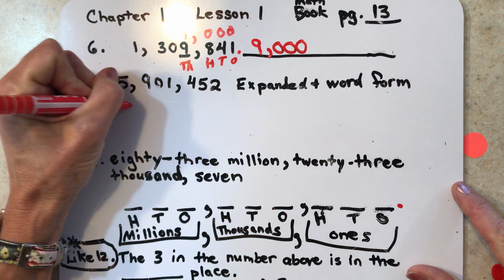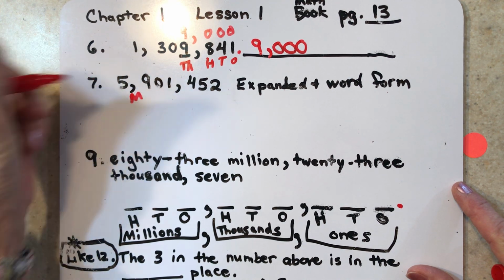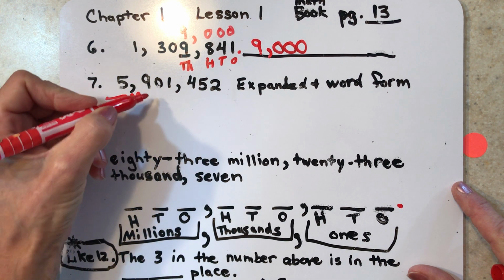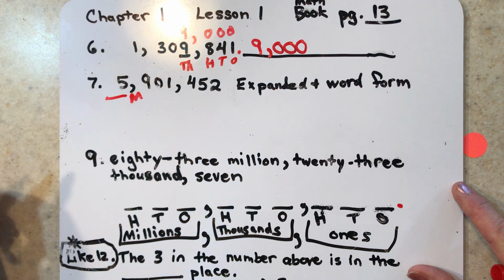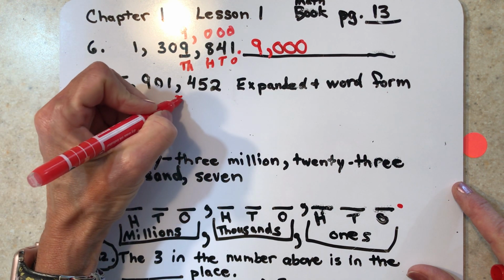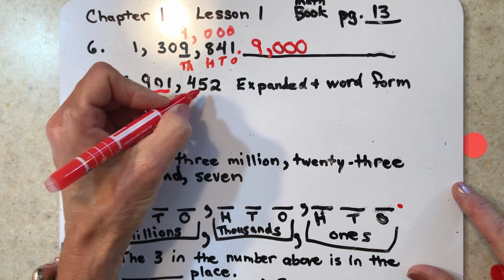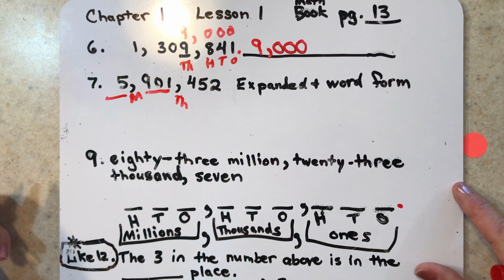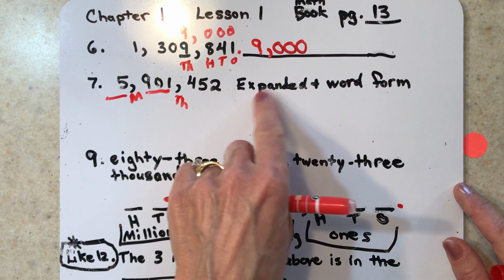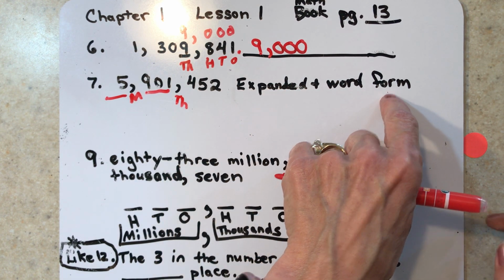So I have 5 million, because that's what that comma represents, the millions period, 901,000, because that's what that comma represents, 452. I need to expand this number and then write it in word form.